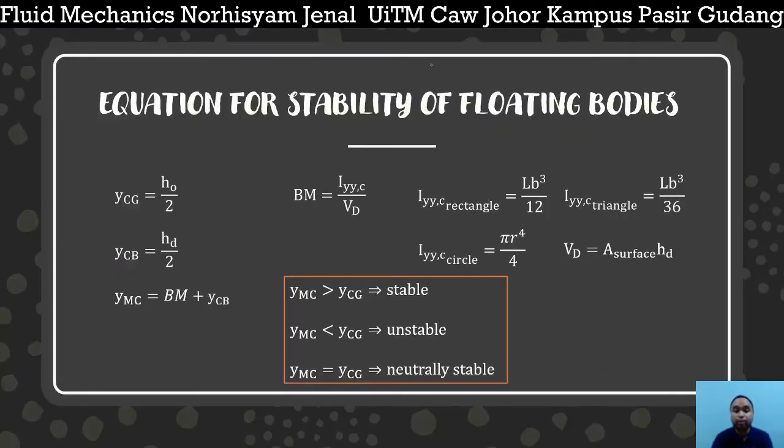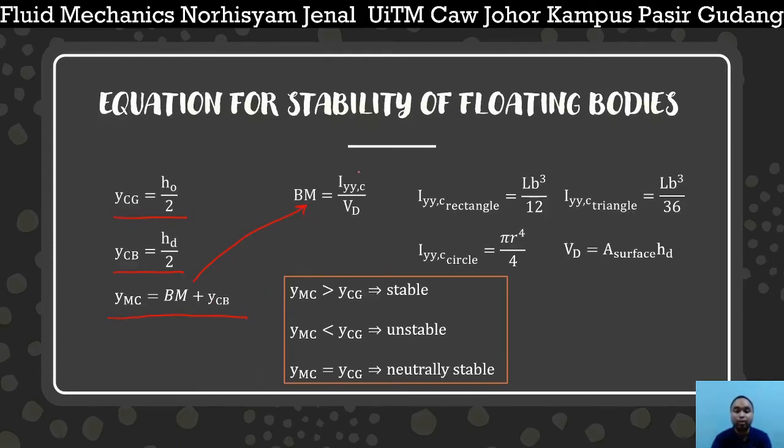Based on the picture that I've shown you just now, we can calculate the analysis of stability of floating bodies with these equations here. The equations involve YCG, which we have already talked about, which is HO divided by 2, your YCB, which is HD divided by 2, and your YMC equals BM plus YCB. So what is BM? BM is a parameter that needs to be calculated in order to be included in this equation.